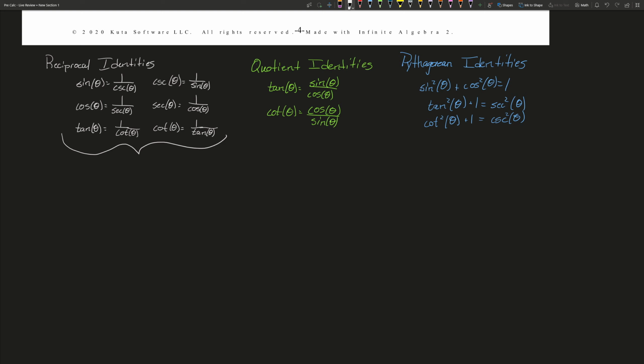Same with the quotient identities. Tangent is y over x, which is the same as sine over cosine. Cotangent is cosine over sine, or x over y.